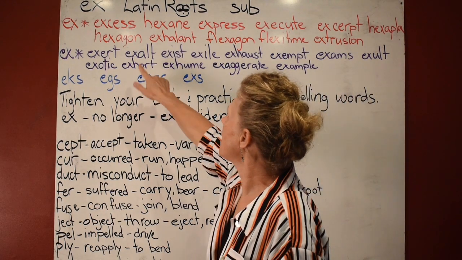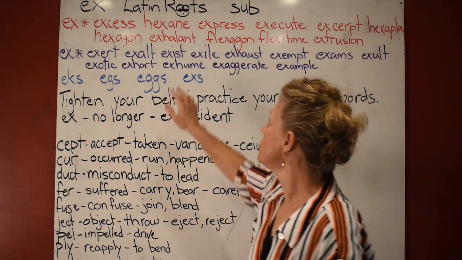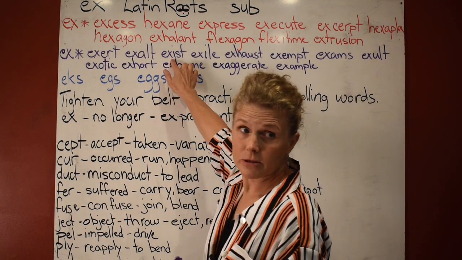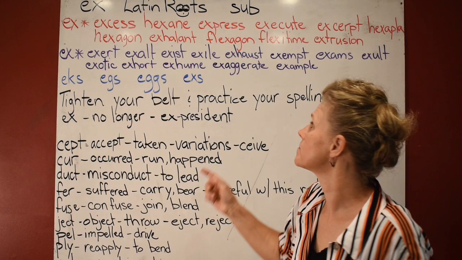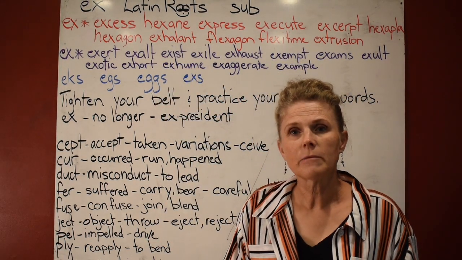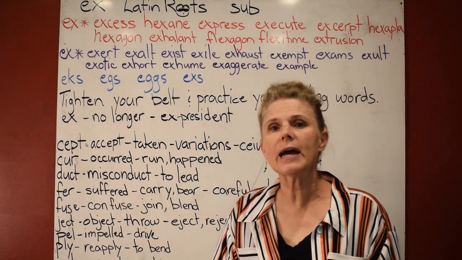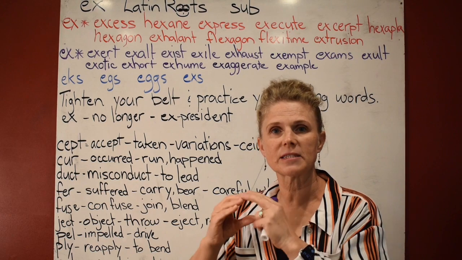So we don't spell eggs like that. If it's followed by a vowel, you need to make sure it's spelt with an EX, like exist. You hear eggs, make sure you do not spell it with that S or EGS. EX, and then spell the next syllable.